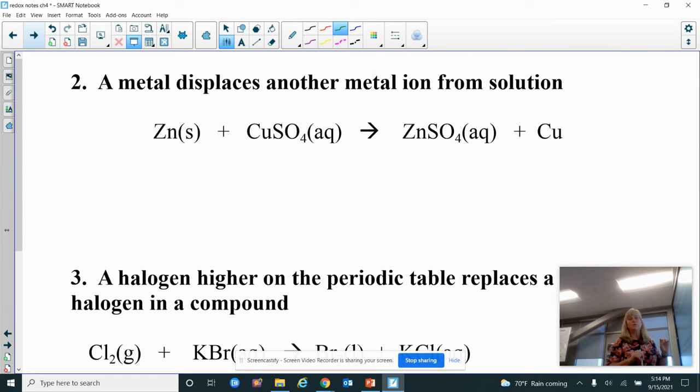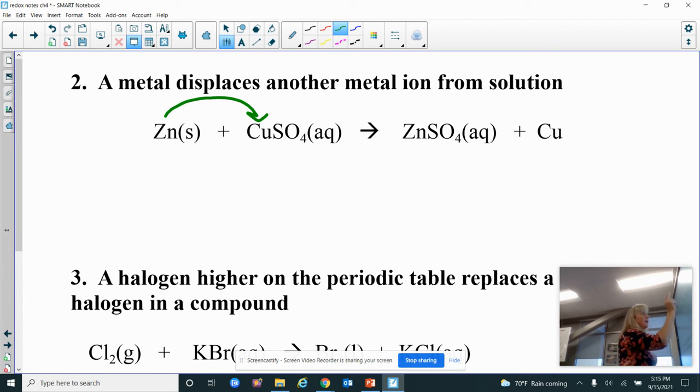Another kind of single replacement is a metal replacing another metal. Again, you don't have to check the activity series in AP because they don't ever give you a reaction that doesn't happen. So if you're given zinc plus copper sulfate, you know that the metal can replace the metal. So the zinc is kicking out the copper and stealing the sulfate. The charges would be the same in this case because this was copper 2 sulfate, and zinc always is plus 2 as a metal ion. So we just get zinc sulfate and copper.